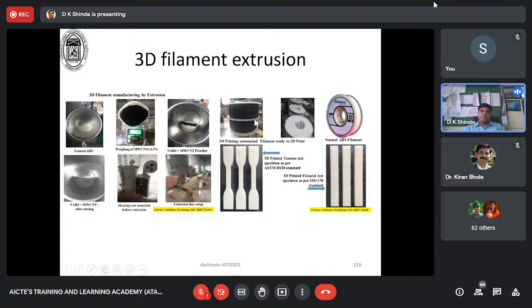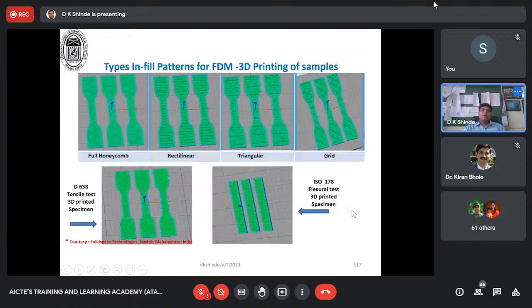So the 3D printed customized spools, all three variations, 0.1, 0.2, and natural ABS, were printed. This is what we printed, the natural ABS as per ASTM D638 and rectangular specimens like this, using our 3D printing facility. Now the very interesting thing in this research is to go with the different infill patterns for the 3D printing material samples.